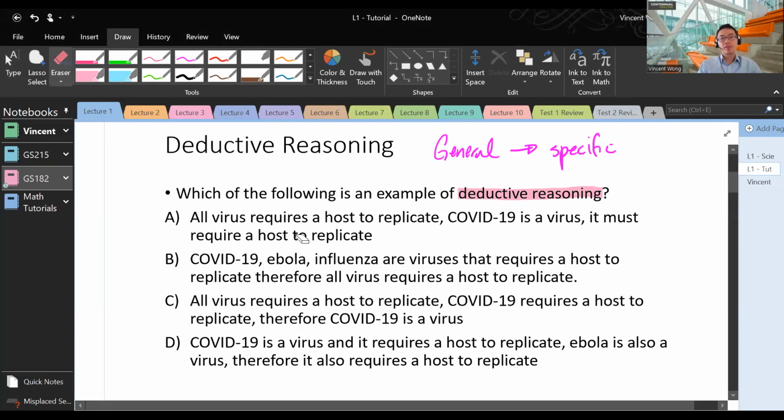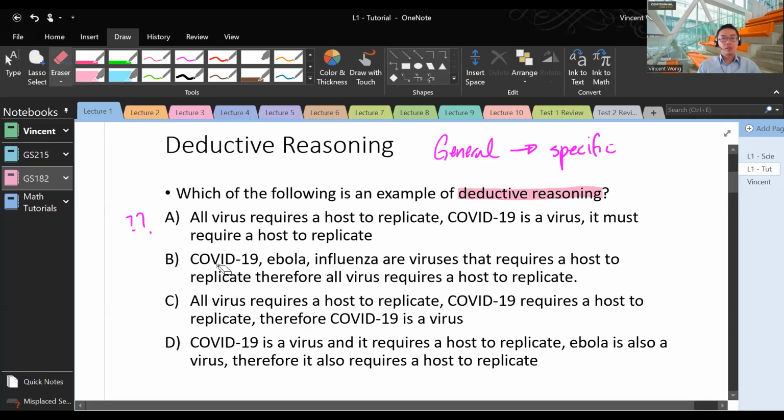All viruses require a host to replicate. COVID-19 is a virus. It must require a host to replicate. Okay, so is that deductive reasoning? Is that going from a general statement to a specific statement? Maybe. Okay, let's take a look at the next one.